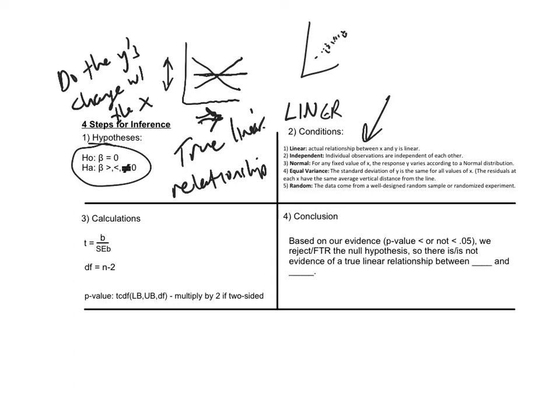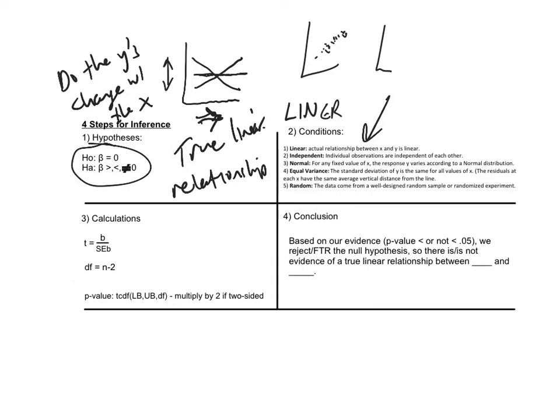Independent just means that each dot in the scatter plot is independent of the other ones. In other words, there wasn't one person, or whatever each dot represents, if it's a person, is that person not influencing another person or another dot, if you will.